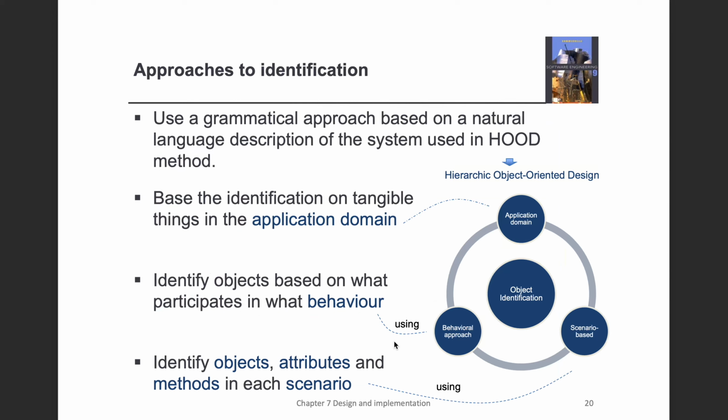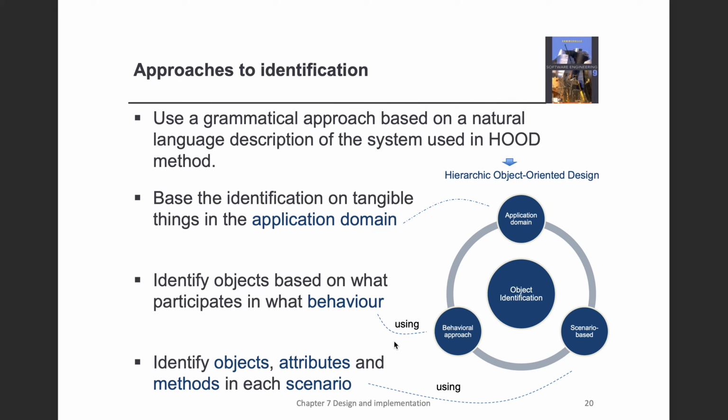This is a diagram that helps us understand the approaches to identification. First, you use a grammatical approach, where you use natural language to describe the system and the methods therein. Maybe we have a student that we are going to store information on. For the student, what are the things we want to be able to do? We want to save the student data, update the student's information, and also update the student's school fees. These are the things that help you identify the objects.